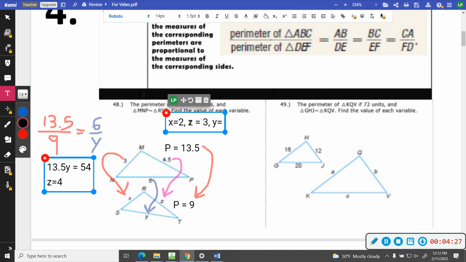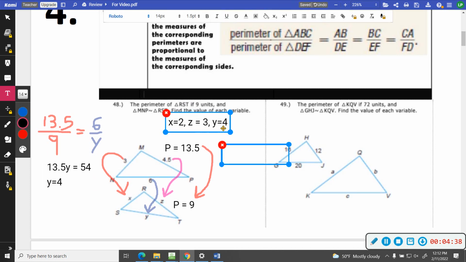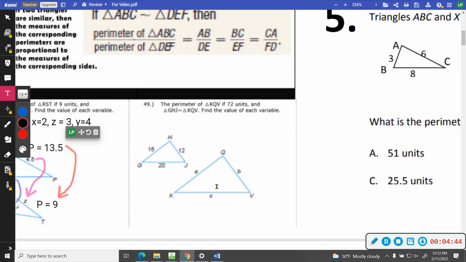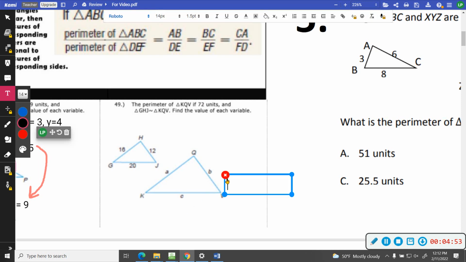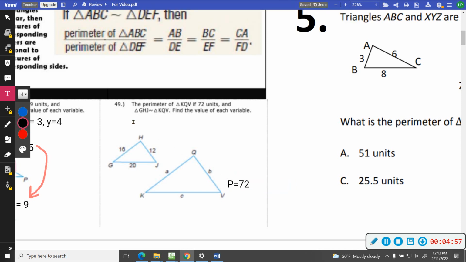Oh, not z, that should be y. So y is 4. And if you check, notice 4 plus 3 is 7, plus 2 is 9. So this is how you would solve these problems. This one's going to be exactly the same. The perimeter of this triangle KQV is 72. So this is 72.